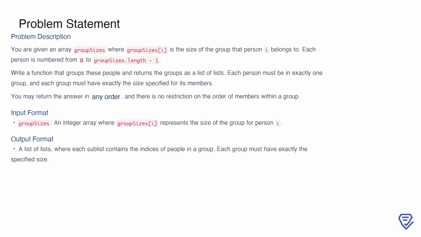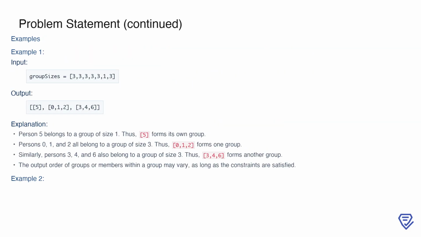It's important to note that the order of the groups in the output and the order of members within each group do not matter, as long as the constraints are met. This gives us some flexibility in how we organize the output. To summarize, we need to ensure each person is included in exactly one group, and every group has the correct number of members. Now, let's look at an example to understand this problem better.